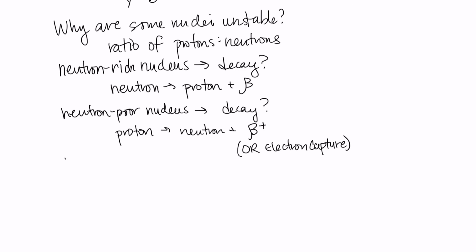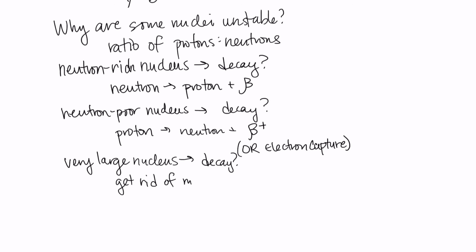Now, what if we have a very large nucleus? What type of decay would we expect? Well, when we get into those very large nuclei, there aren't any stable isotopes, which means that we've got to get rid of mass and charge, both of them. And so that means we're going to end up with alpha decay being the most likely mode.